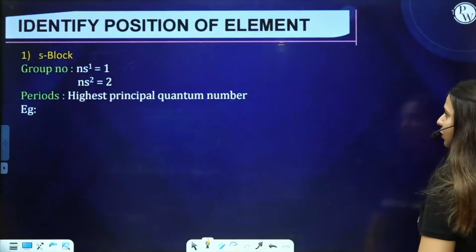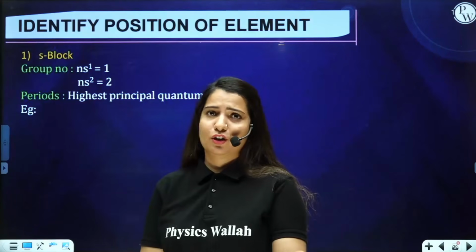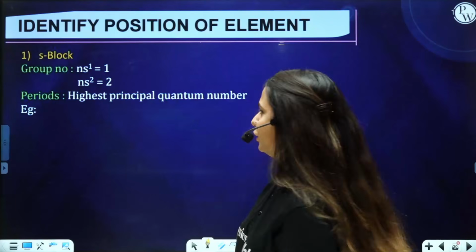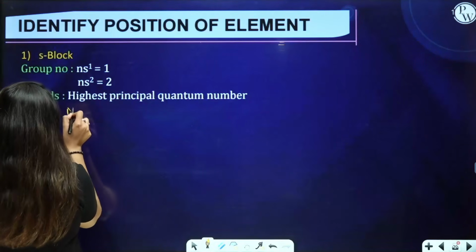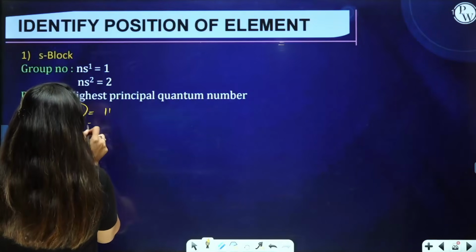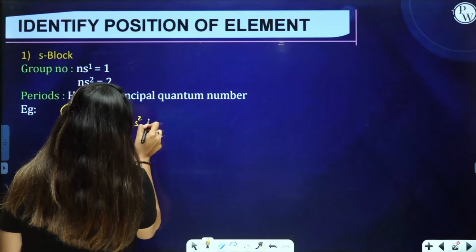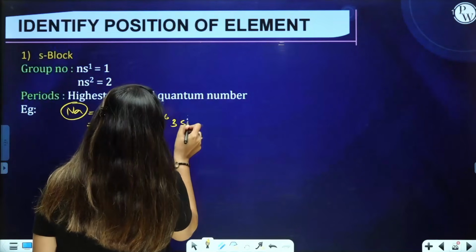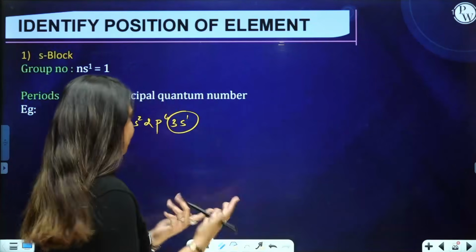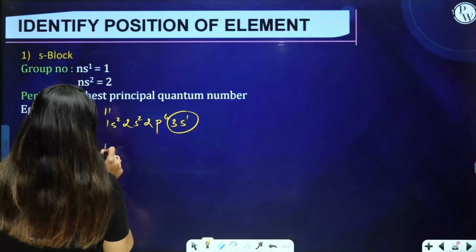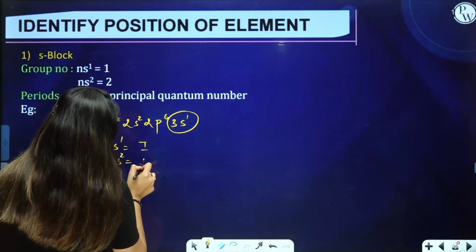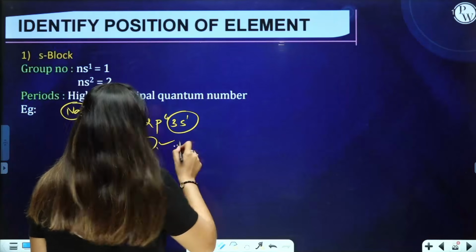Moving on, if you have to identify the position of an element, let's say I have an element present on the very left, that is an s block element. Let's say I have to calculate for sodium. I don't know it is sodium, I'm just giving you the atomic number as 11. You will write the electronic configuration, 1s2, 2s2, 2p6, then we have 3s1. If the last electron is entering the s subshell, surely it's an s block element. If it is ns1, it's group number 1. If it is ns2, it's group number 2. So it is ns1, so it will be group number 1.